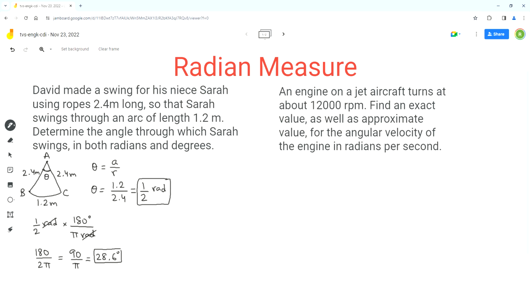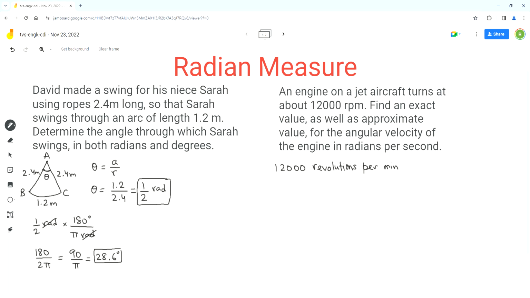An engine on a jet aircraft turns at about 12,000 rpm. Find an exact value as well as approximate value for the angular velocity of the engine in radians per second. Now we are given the RPM of the engine. The RPM means revolutions per minute. So we are given that the engine turns at the rate of 12,000 revolutions per minute.